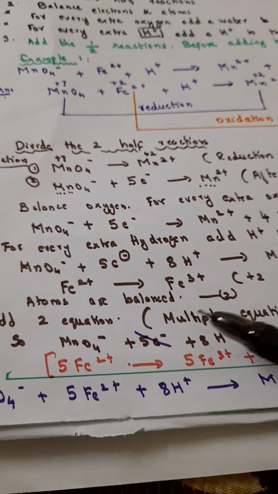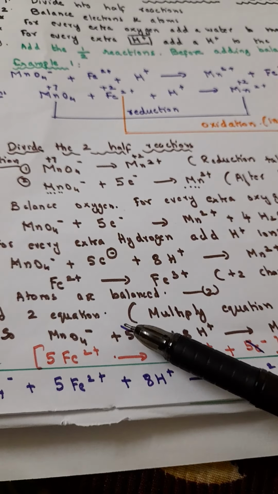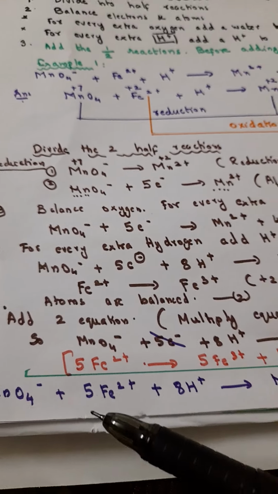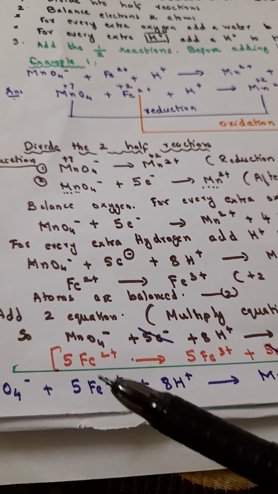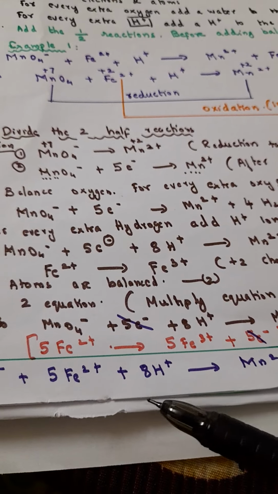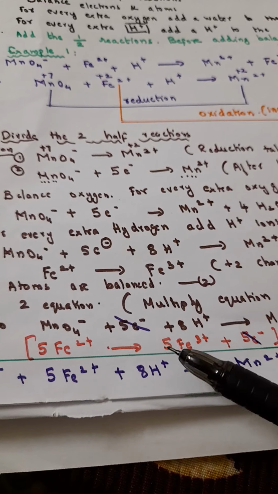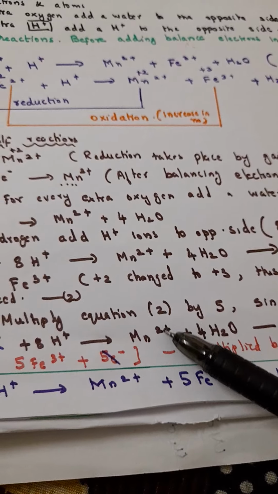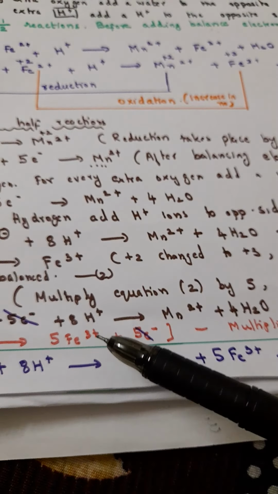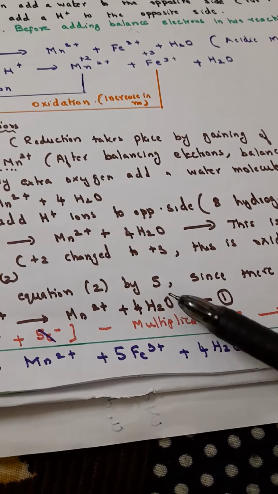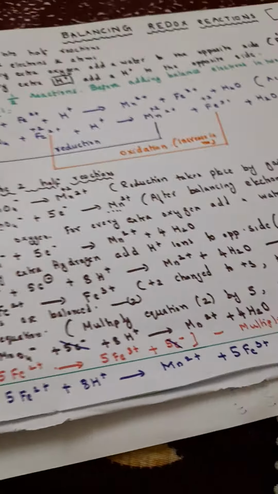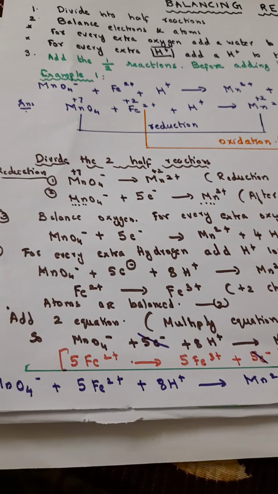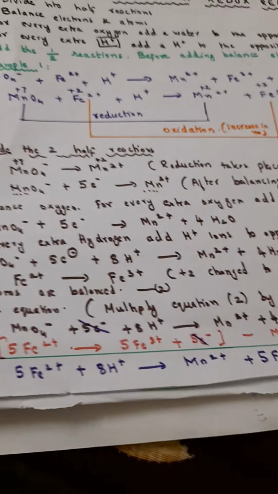Now we will add both the parts together. You cancel out 5 electrons from both sides. Now what is left? MnO4 minus plus 5 Fe2 plus here, then plus 8 H plus. So everything from the left hand side is already added. Now what is on the right hand side? Mn2 plus 5 Fe3 plus 4 H2O. So this is the final balanced equation. You can see here, it's very easy to solve this in a simple way.